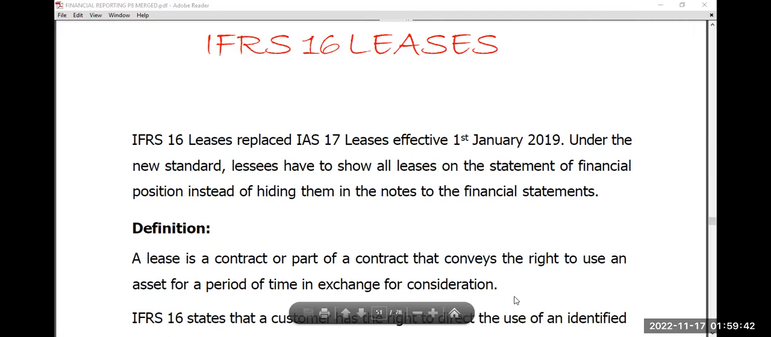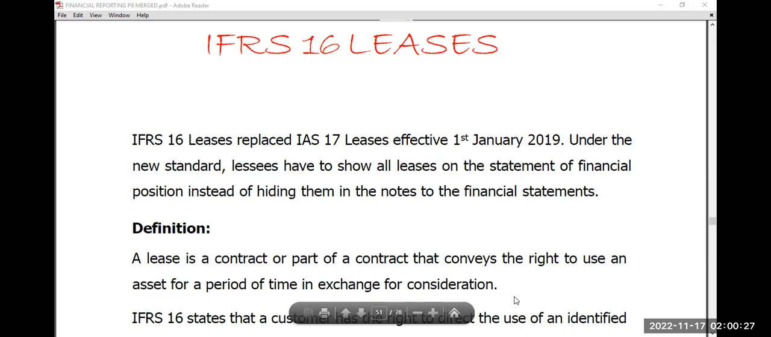We are saying that when you are looking at these standards, we've completed so many standards so far, but today we wanted to look at some of our new standards within financial reporting, and this is IFRS 16. It is a new standard which was effective in January 2019.